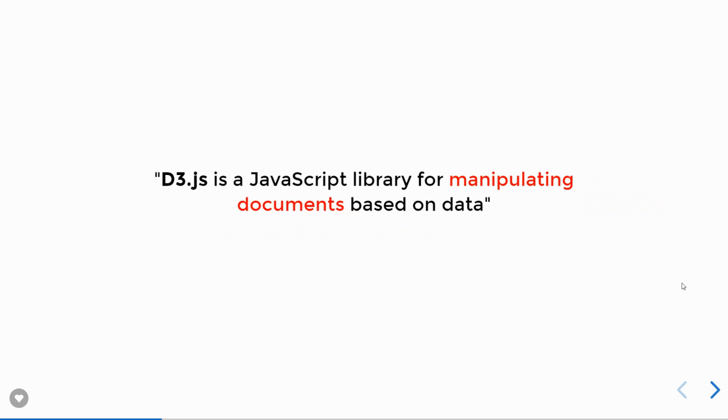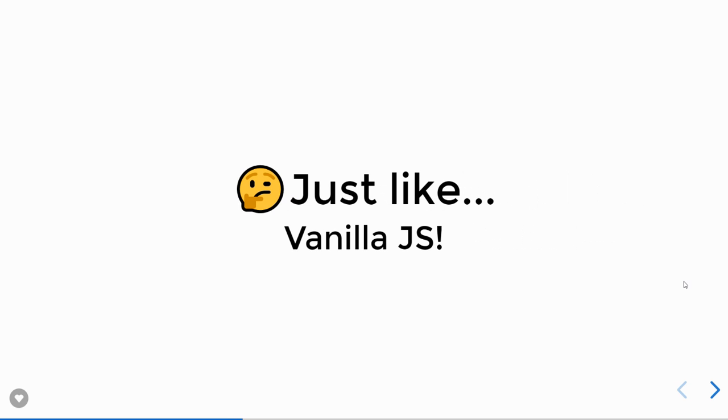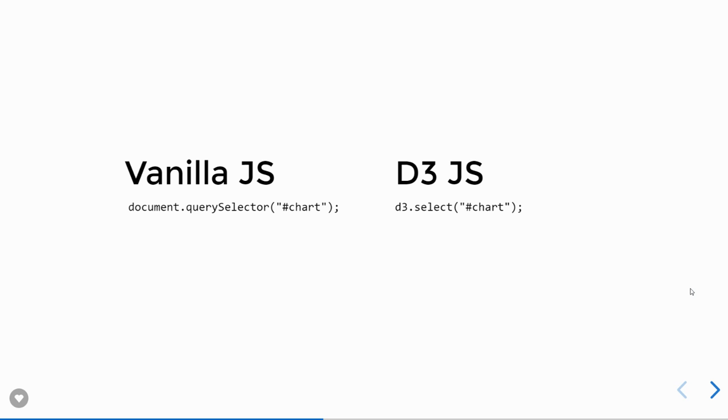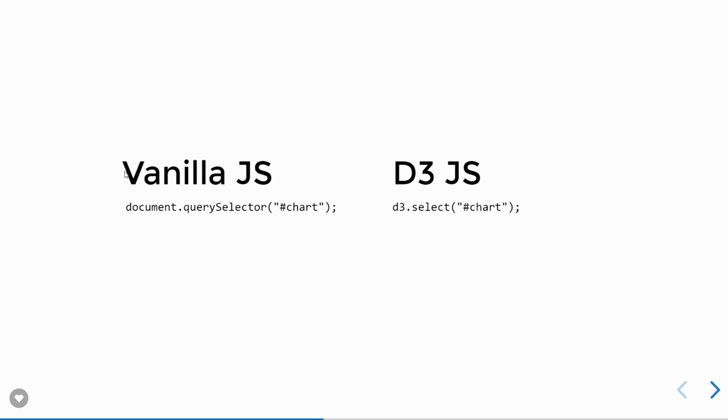So, what is d3js? This is quoted from the official website. D3js is a JavaScript library for manipulating documents based on data. So what does it mean? It is just like your vanilla JavaScript. If you look at a comparison, on the left we have the vanilla JavaScript.